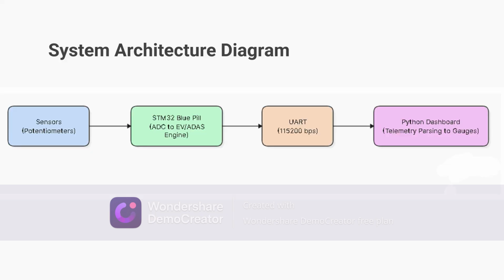The system architecture is like this. We use potentiometers as sensors, which control acceleration, braking, SOC, and temperature, and also HC-SR04 sensors. Then the STM32 Blue Pill we use as the ADC to EV ADAS engine, and UART to show output. We are using UART at 115200 bps, and we are using the Python dashboard for telemetry parsing to pages.